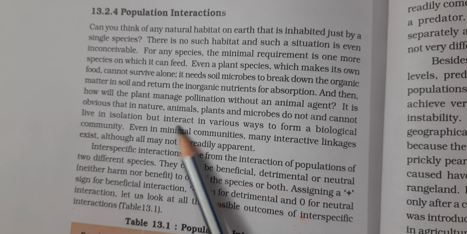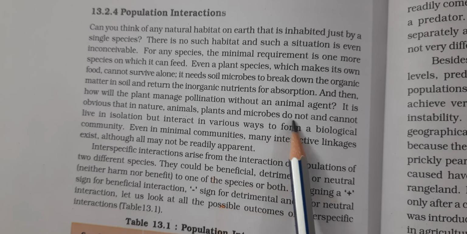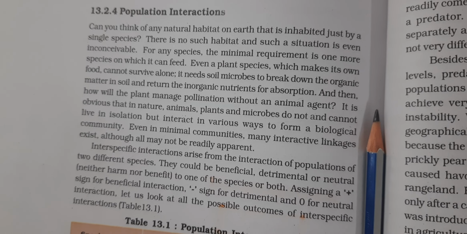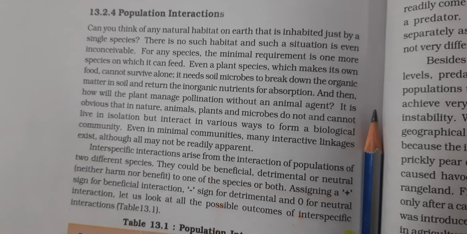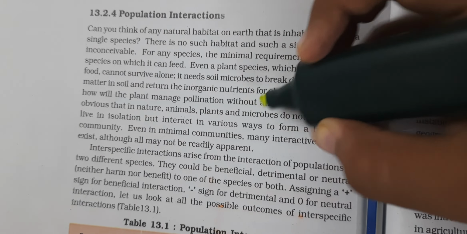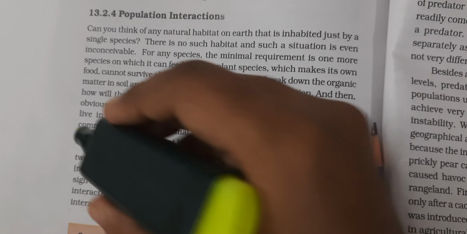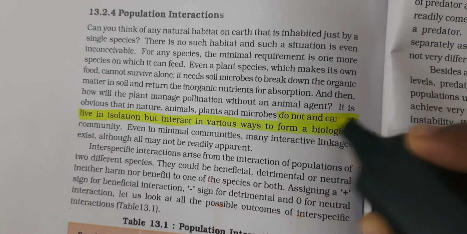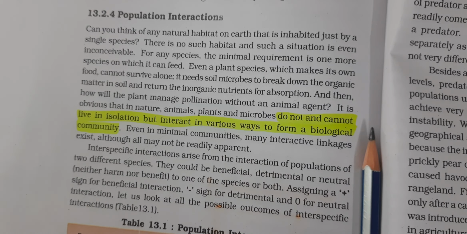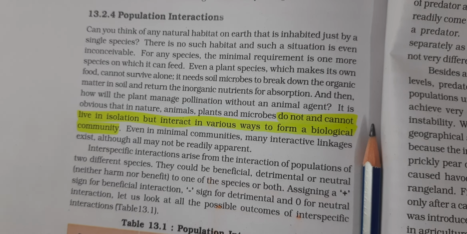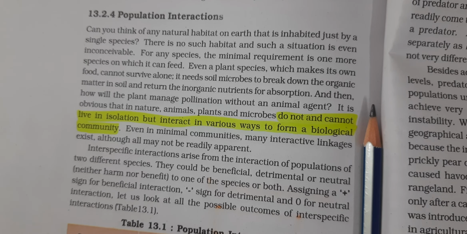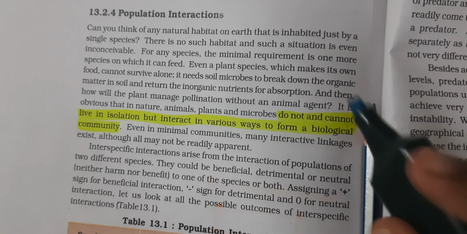It is obvious that in nature, animals, plants, and microbes do not and cannot live in isolation but interact in various ways to form a biological community. Even in minimal communities, many interactive linkages exist, although all may not be readily apparent. So, we have many interactive linkages.